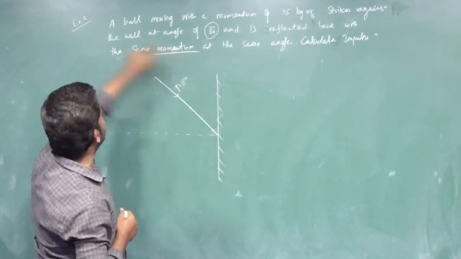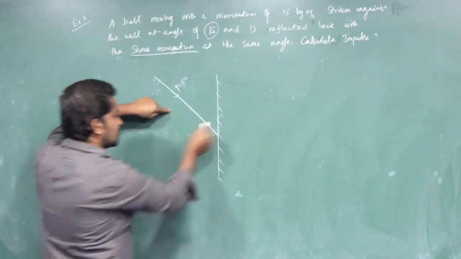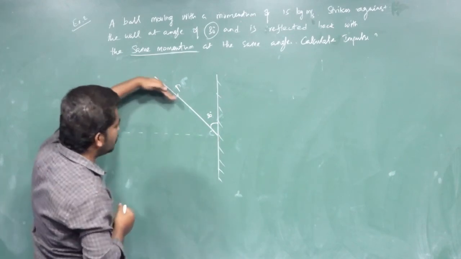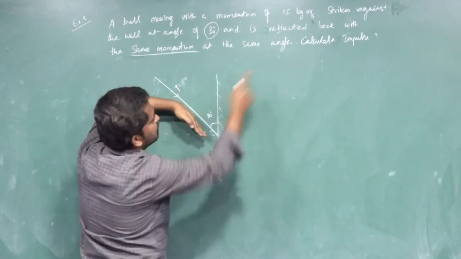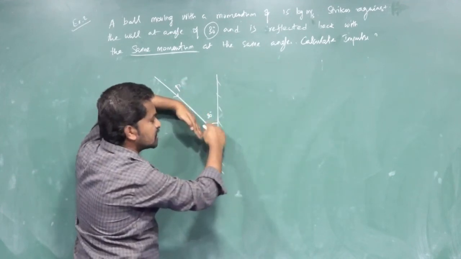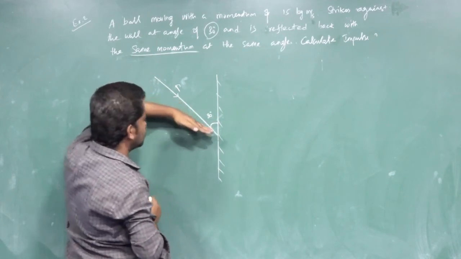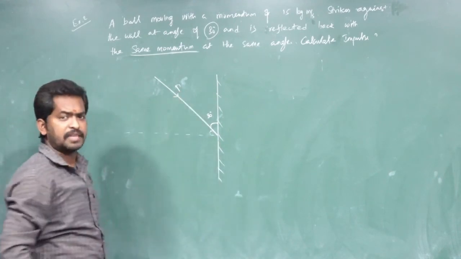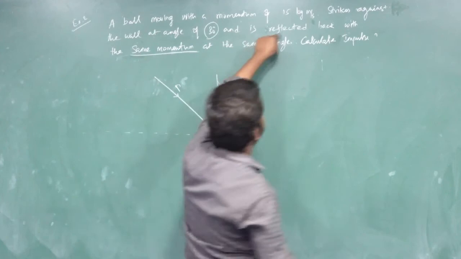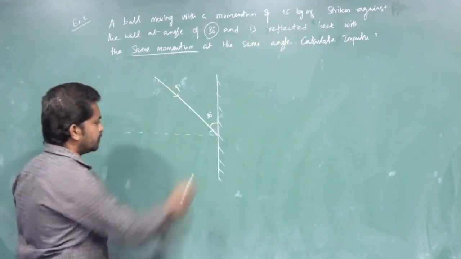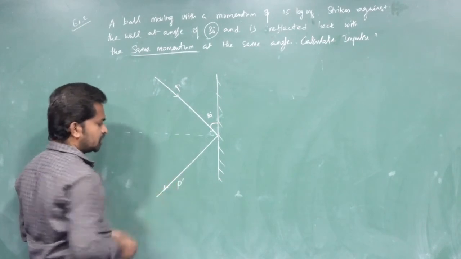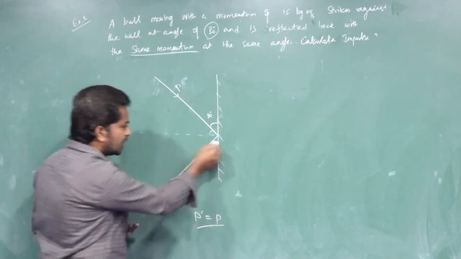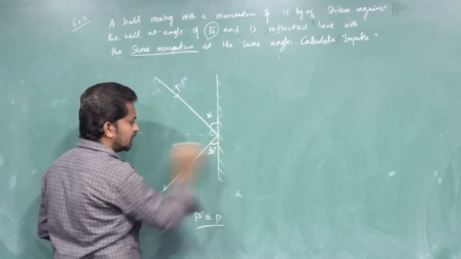And another thing: it strikes the wall at an angle of 30 degree. It's not here, this angle is 30 degree. The initial momentum of the object is P. It is reflected back with the same momentum, P dash. This is also the same, which means the final momentum P dash is equal to P. And it makes an angle, this is also 30 degree.